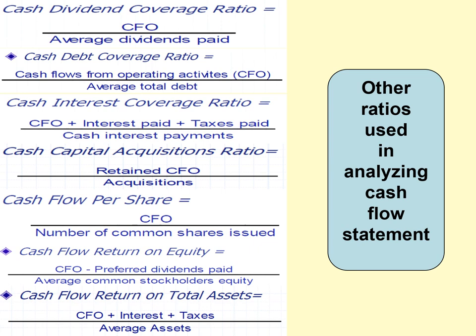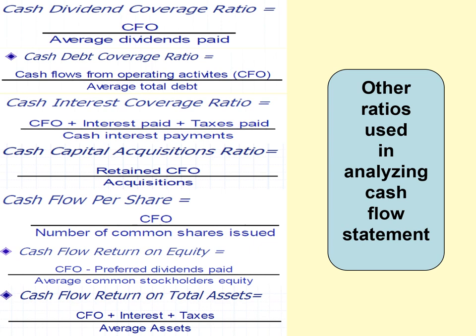The first one is going to be CFO divided by average dividends paid. And of course, the dividends must be paid, and we can find these dividends from the cash flow statement itself. And then the CFO again divided by the average total debt, and the total debt is going to be provided from the balance sheet. And then we can go to the interest coverage ratio, which is going to be CFO plus interest paid and taxes paid, and both interest and taxes paid can be provided from the cash flow statement itself, divided by the cash interest payment. Because the interest which is available in the income statement may not be paid, according to accrual basis. Very good.